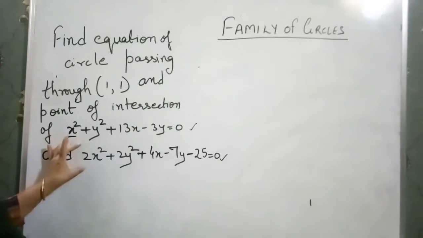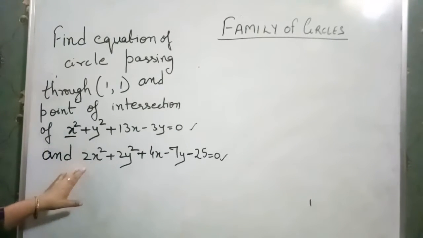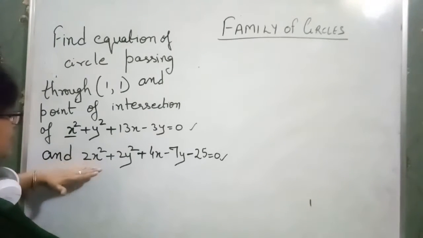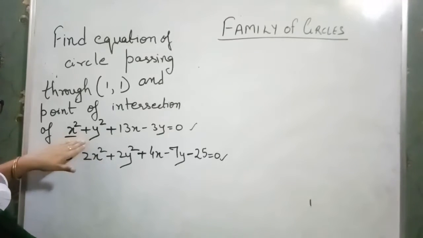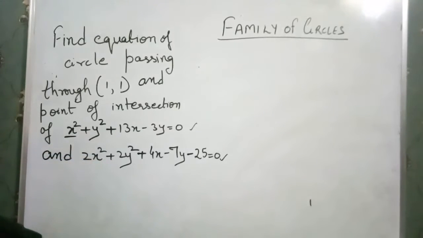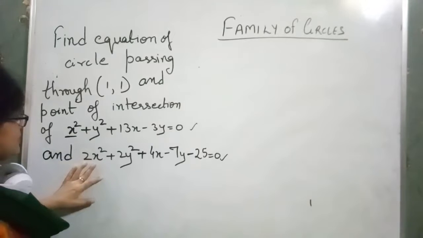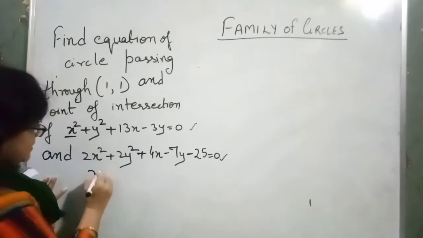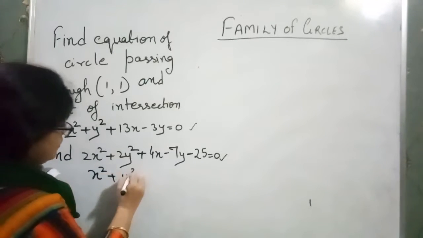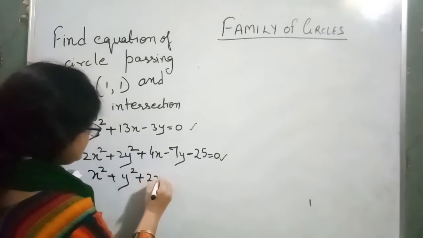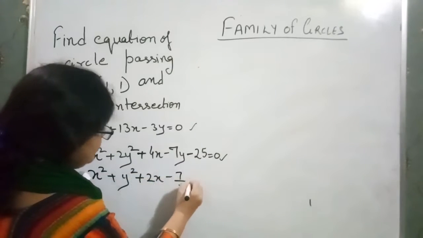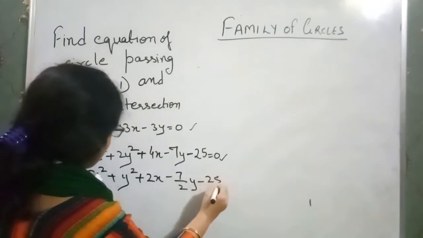So either you change it into the standard form, which is usually better, or you can take it as it is. So take this as S1 and this as S2. Okay, so I just change it into the standard form. So it becomes x square plus y square plus 2x minus 7 upon 2 y minus 25 upon 2.